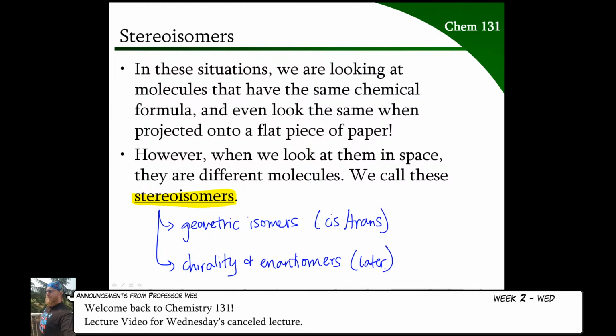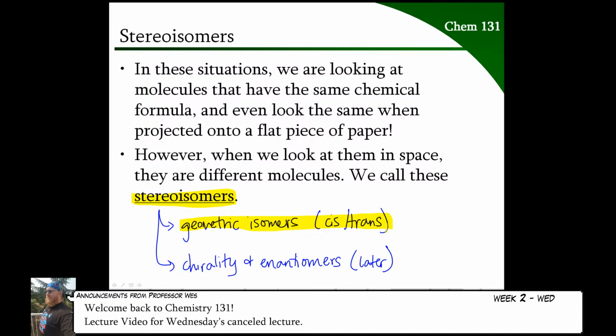So you're going to hear the term stereoisomer come up fairly often in this class, but the first stereoisomer that we're going to care about are geometric isomers. So that's what we're doing right now. Whenever you apply cis-trans to something, it's a geometric isomer.